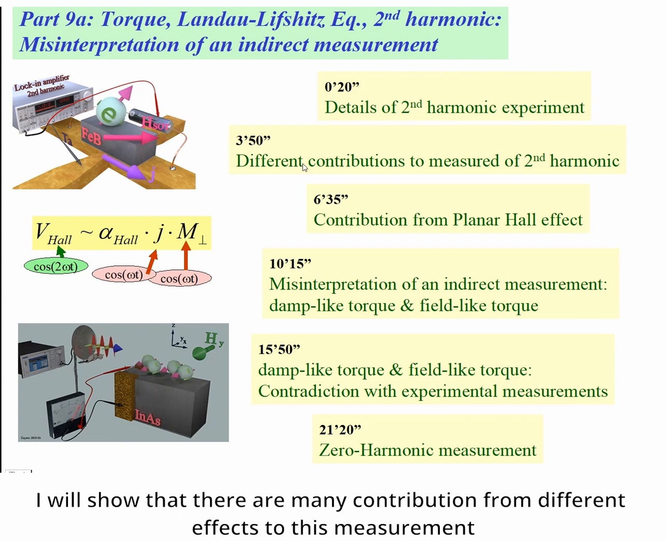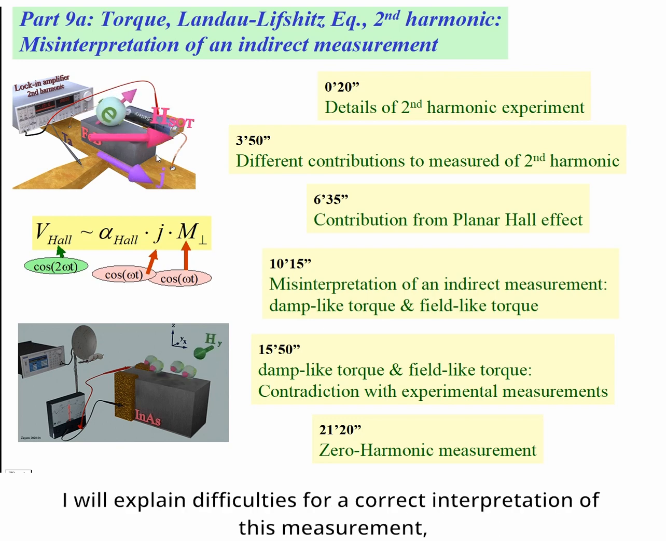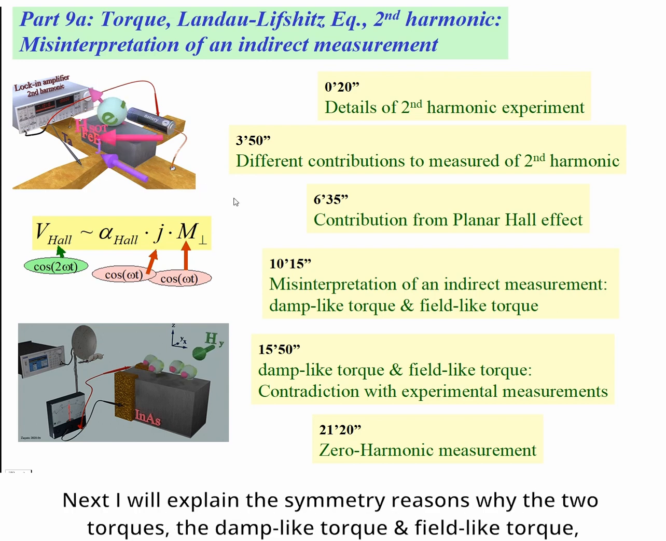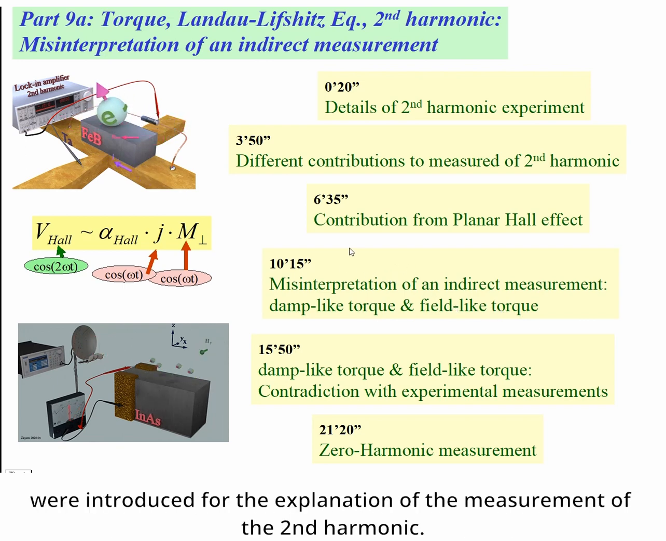I will show that there are many contributions from different effects to this measurement. I will explain difficulties for correct interpretation of this measurement because of a large number of different contributions. Next, I will explain symmetry reasons why the two torques, the damp-like torque and field-like torque, were introduced for the explanation of the measurement of second harmonic.